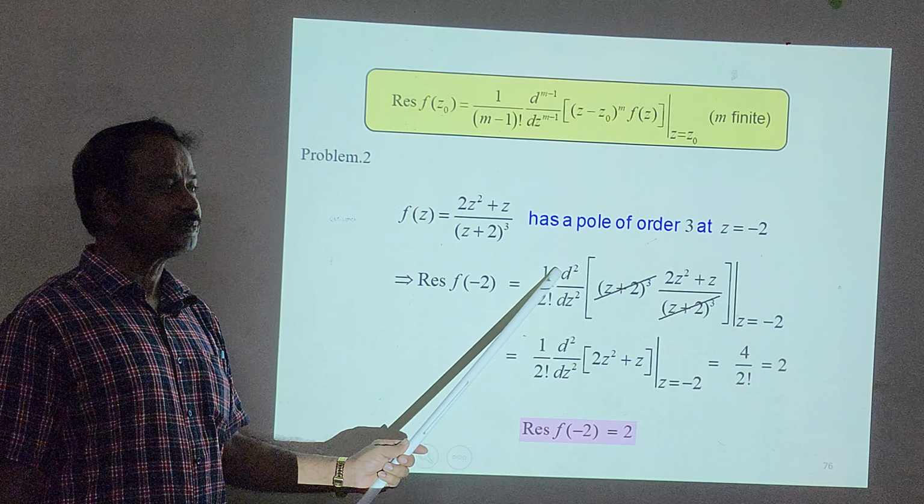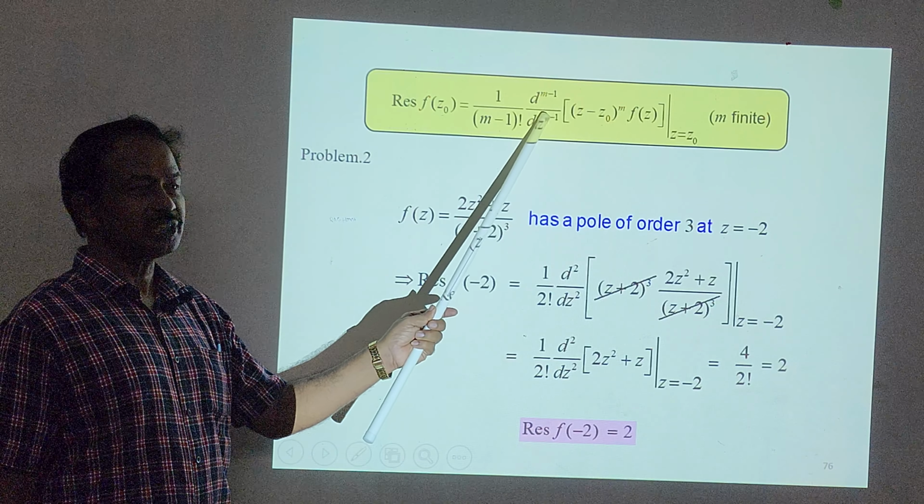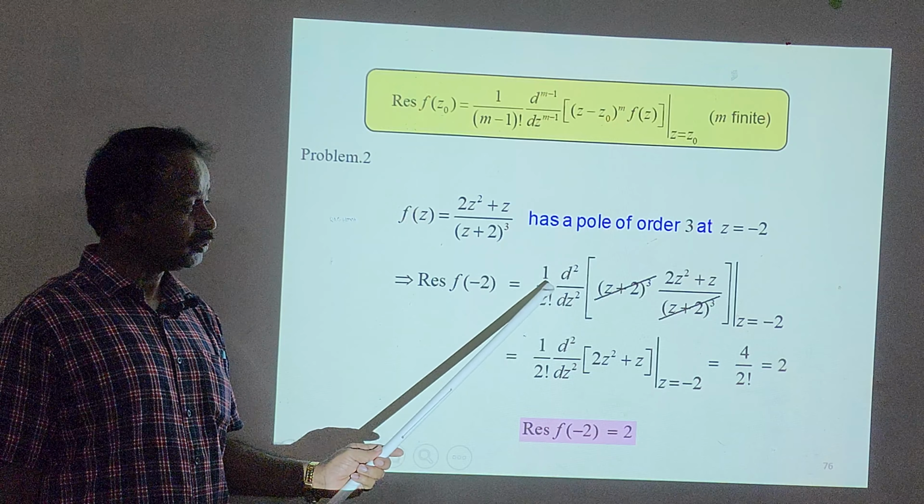You will have to differentiate 2 times now. So you will have to differentiate 2 times, d squared by dz squared. You substitute m equals 3. So that will give you d squared divided by dz squared. So you have to differentiate.